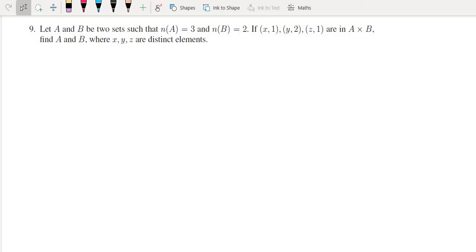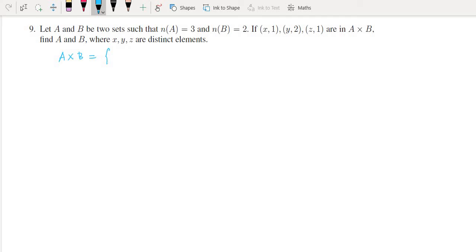Then question number 9. The question is, let A and B be two sets such that n of A is equal to 3 and n of B is equal to 2. If (x, 1), (y, 2), (z, 1) are in A cross B, then find A and B, where x, y, z are distinct elements. So let me start this question from the definition of Cartesian product.